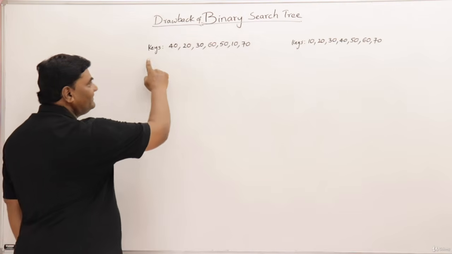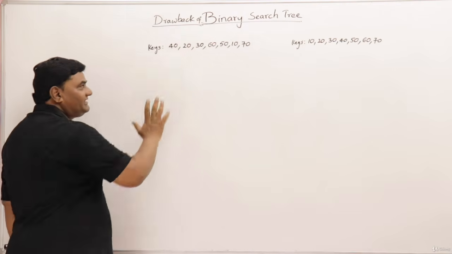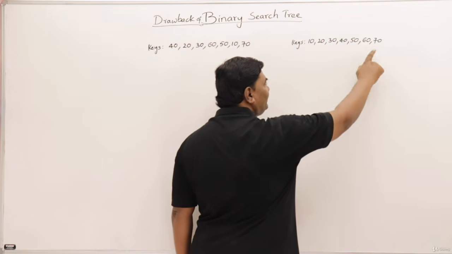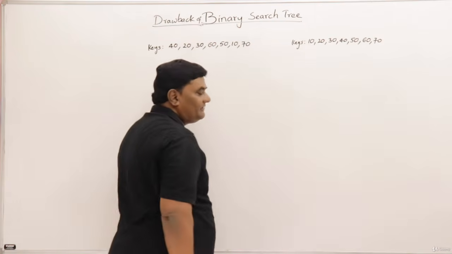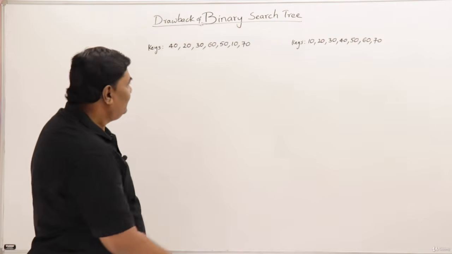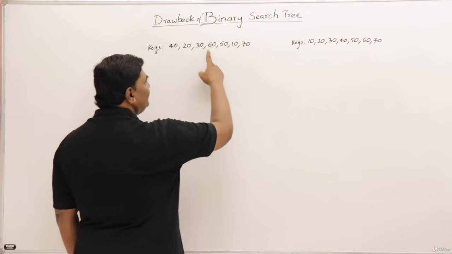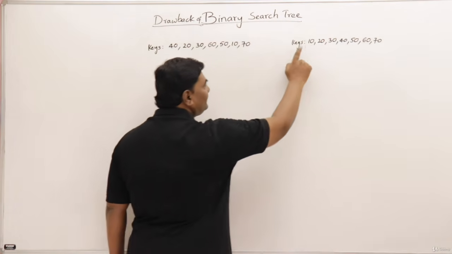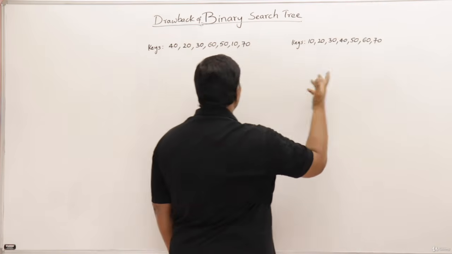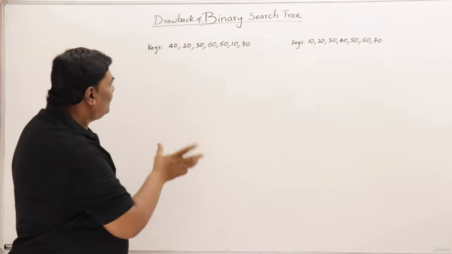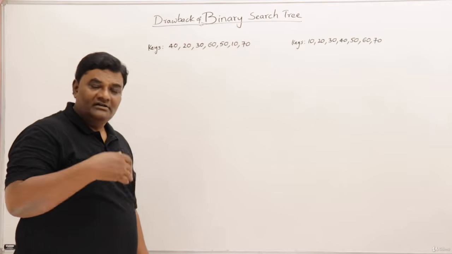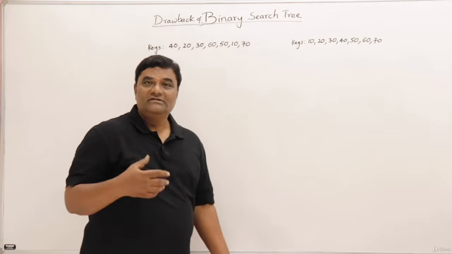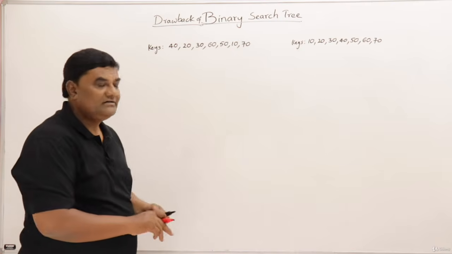I have a set of keys here. Using these keys, I have to create a binary search tree. And I have one more set of keys. For this also, I have to create a binary search tree. If you observe, keys 40, 20, 30, 60, 50, 10, 70, and 10, 20, 30, 40, 50, 60, 70. So the keys are the same, but the order is different. So first of all, I will create a tree for this one, and that one also. Then we'll see what the drawback is.